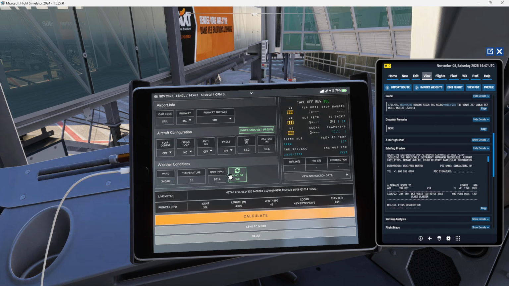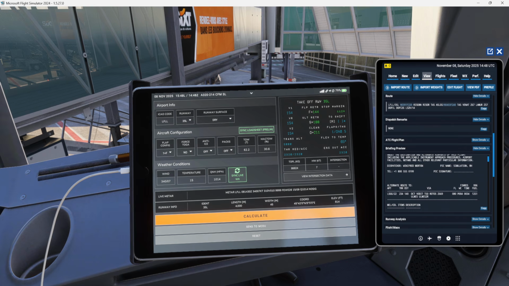and we select everything, and we are going to go with packs off. Later on we will talk about packs off and packs on, the difference between them, and then calculate. So we have V1 of 154, VR of 154, and V2 of 154.